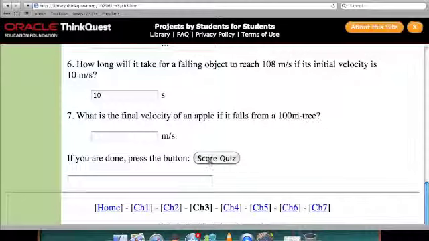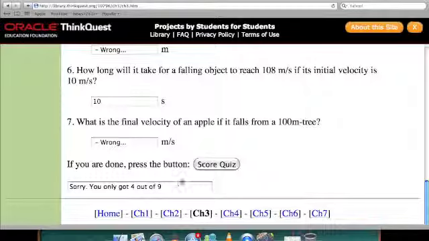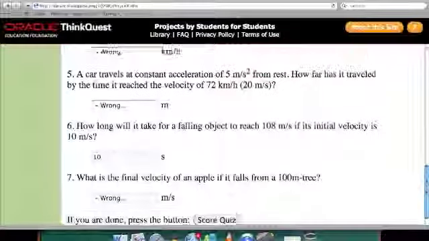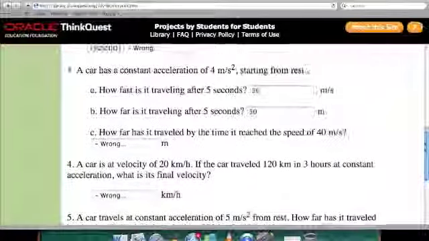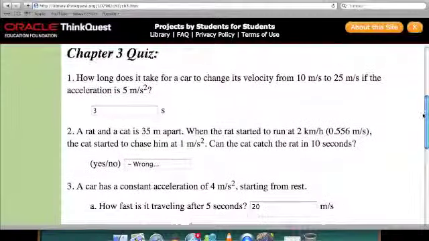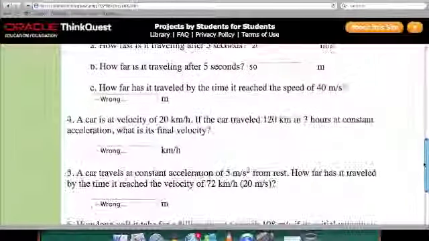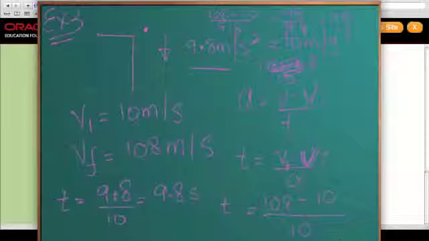Let's see if our answers are correct. So it says you only got 4 out of 9 correct, which means we have left 5 questions. This one is correct. This one is correct. Both of them are correct. This one is also correct. So the ones that we attempted, we have got all of these correct. That means we are pretty much on the right track here.